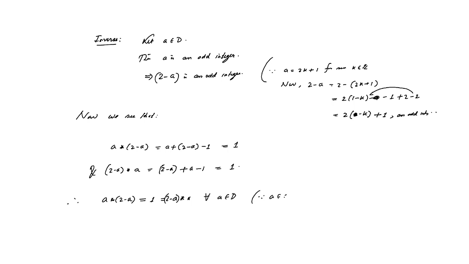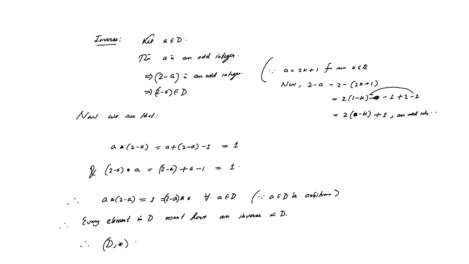And since a belongs to D is arbitrary, and 2 minus a also belongs to D as it is an odd integer, therefore every element in D must have an inverse in D. So what we can conclude here is that D with this operation star is a group.